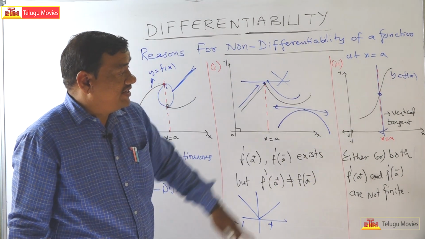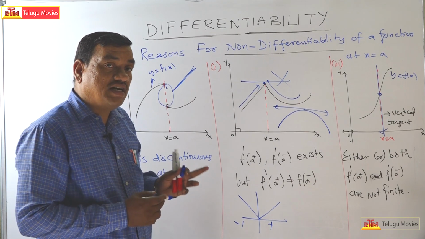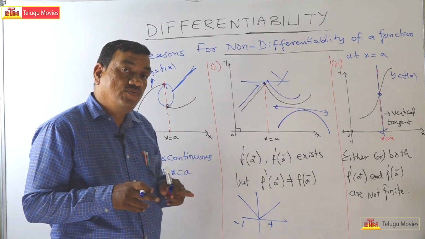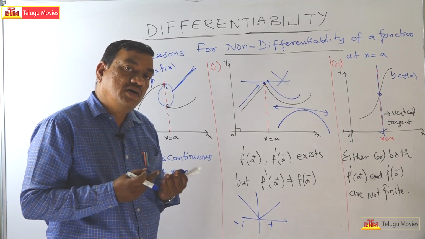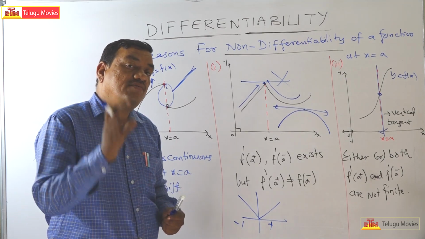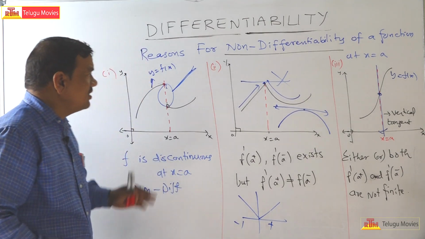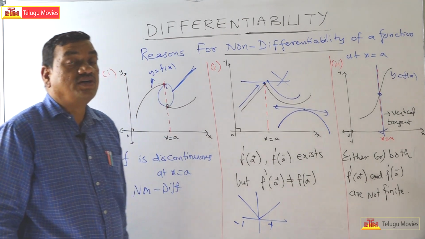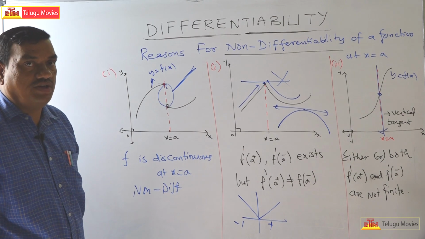So when we get the vertical tangent, the left hand side derivative, the right hand side derivative, either of them or both, does not have any finite value. So these are the three situations where a function is not differentiable.